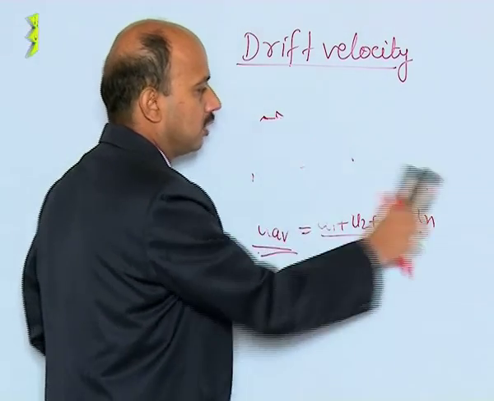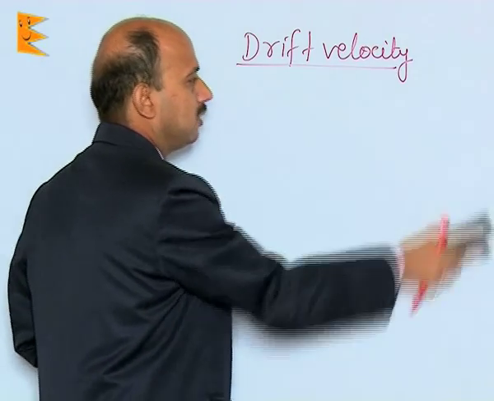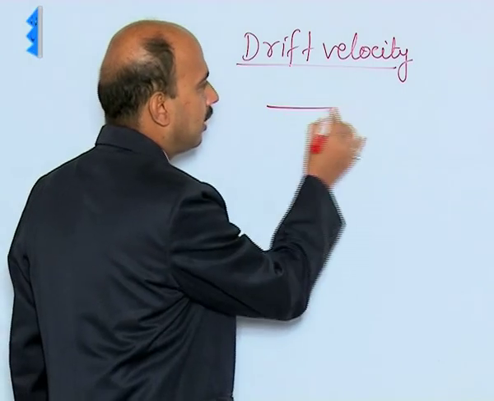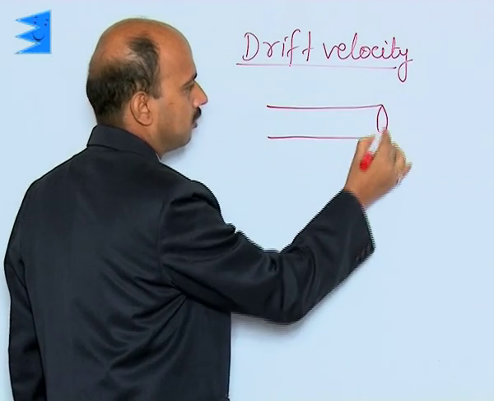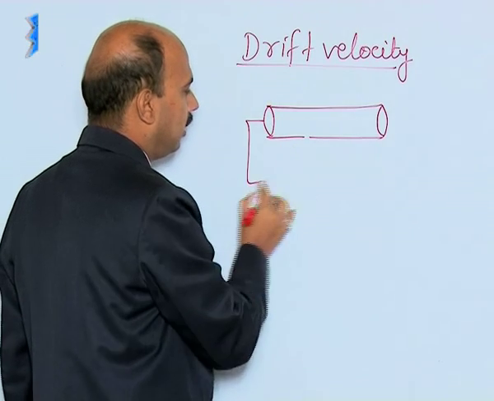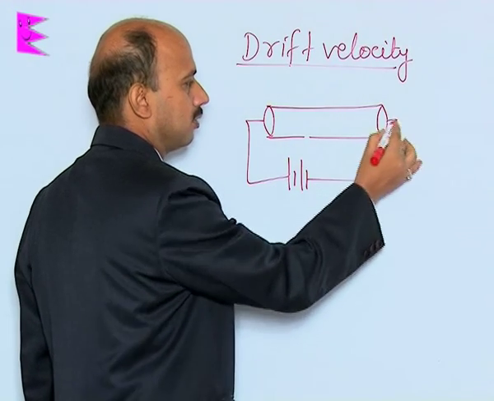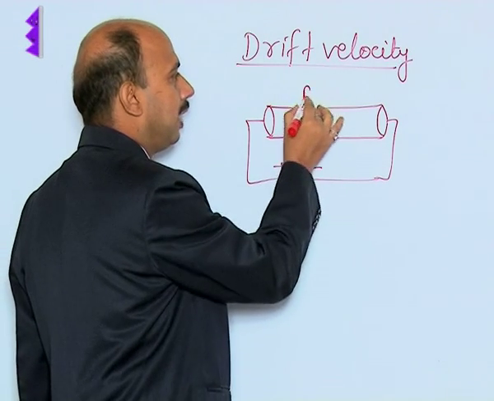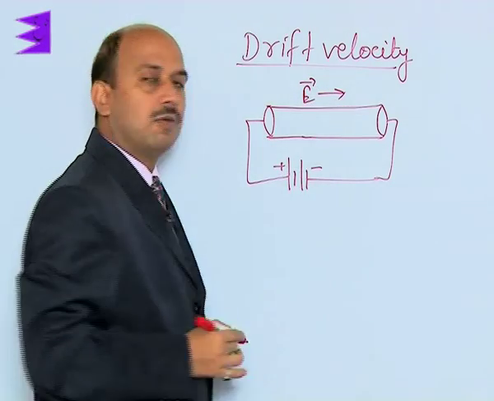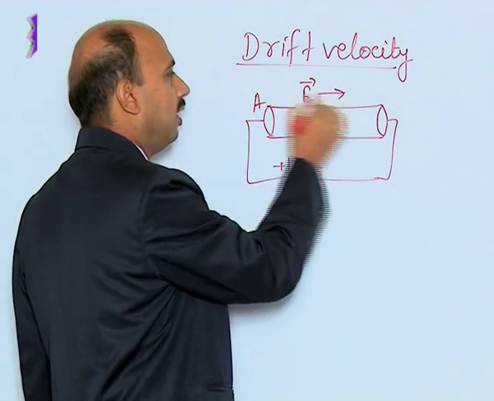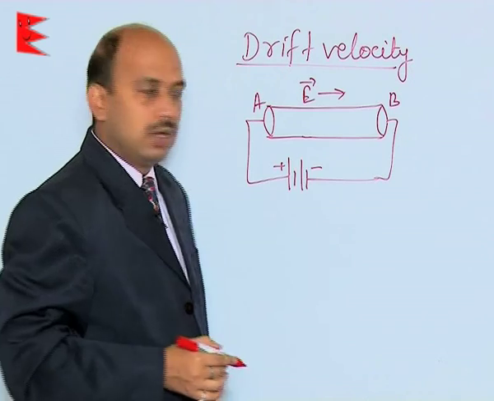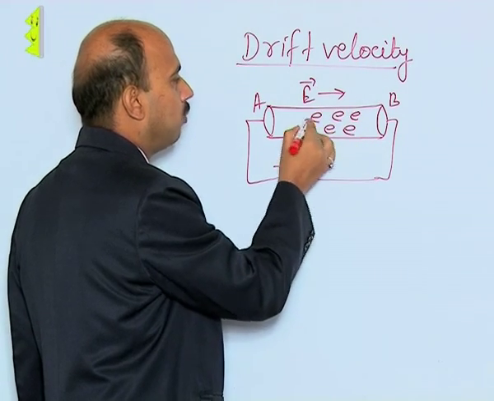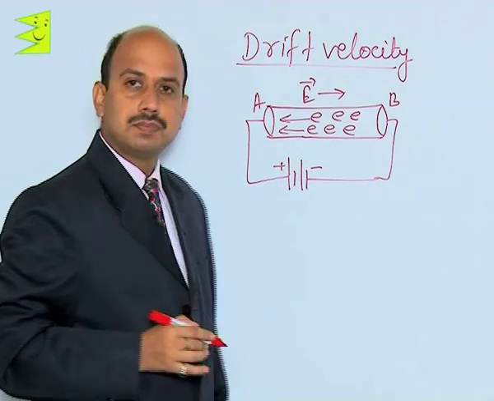Now, let us consider another case. Suppose this conductor is connected with the help of a cell, that means an electric field is set up. This is connected with a battery like this, plus and minus. The direction of the electric field is from positive to negative, this end is A, this end is B. Now, the free electrons in this conductor will start moving towards terminal A.